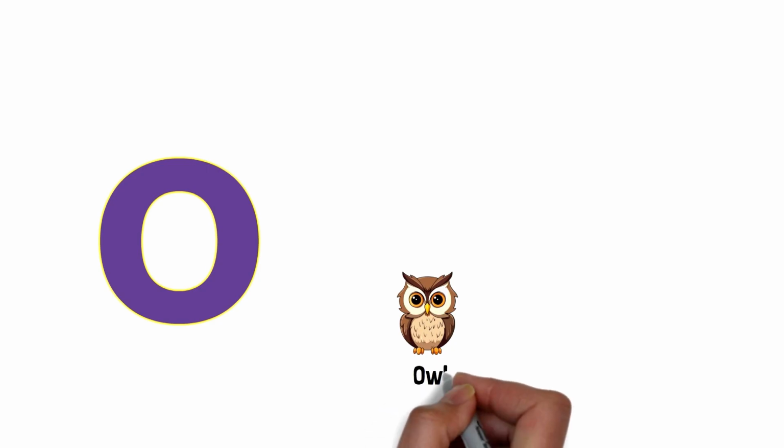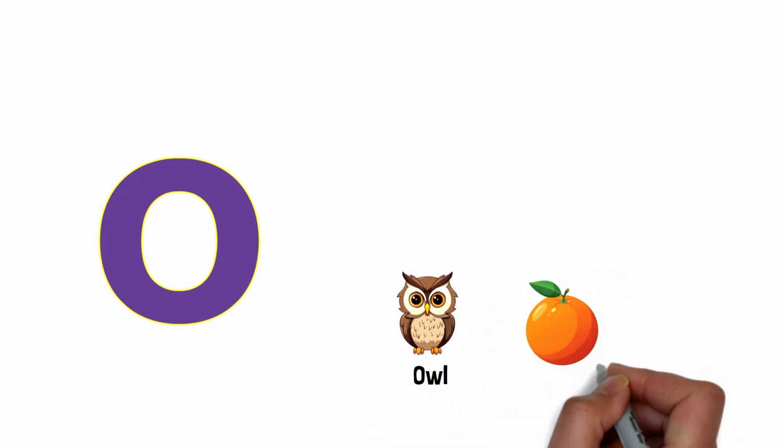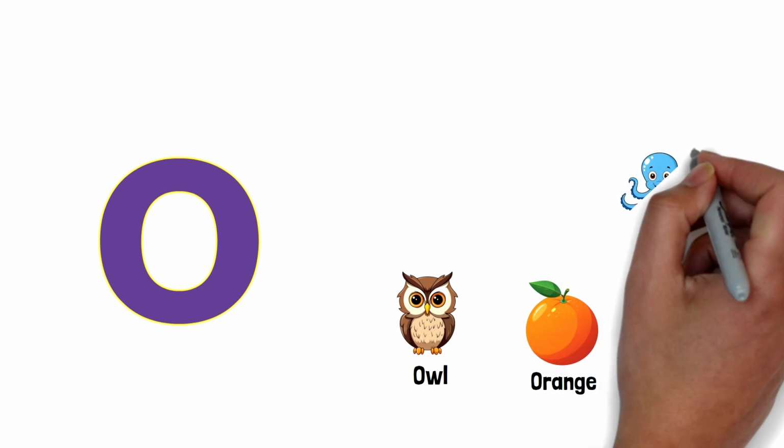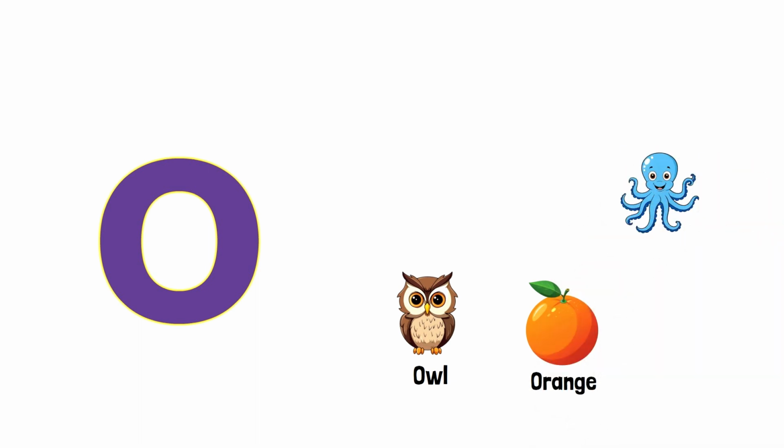Now let's play a fun game. What is this? Yes, O for owl. What fruit is juicy and round? Yummy. O for orange. What animal has 8 legs? That's right. O for octopus.